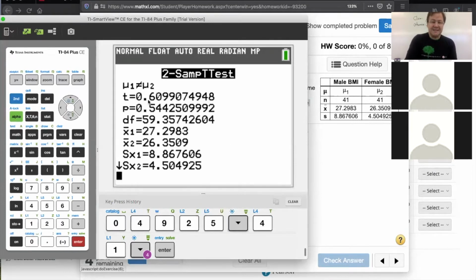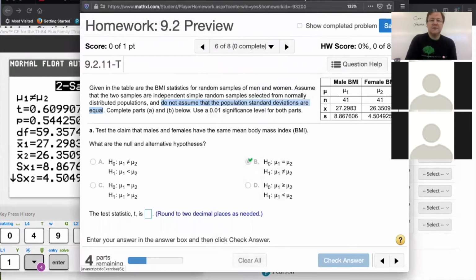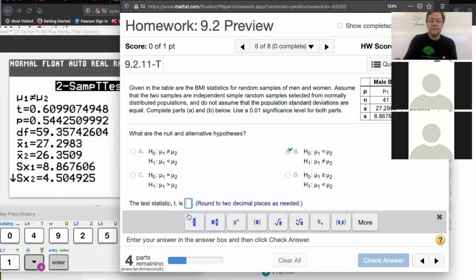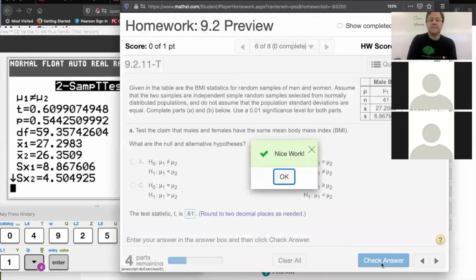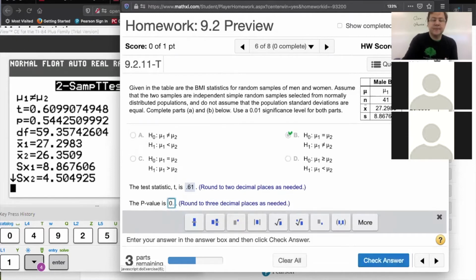So the test statistic is written right here. That's t. We're using the t distribution. And the test statistic is about 0.6099, and so on. Since there's a 9 after the 0, I should round up, so I'll change that to 0.61. That's my test statistic. The p-value is 0.544. This time they want 3 decimal places.